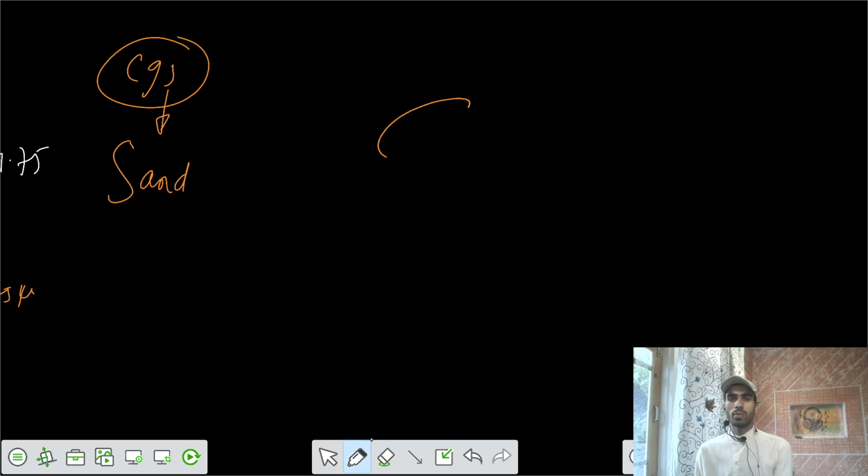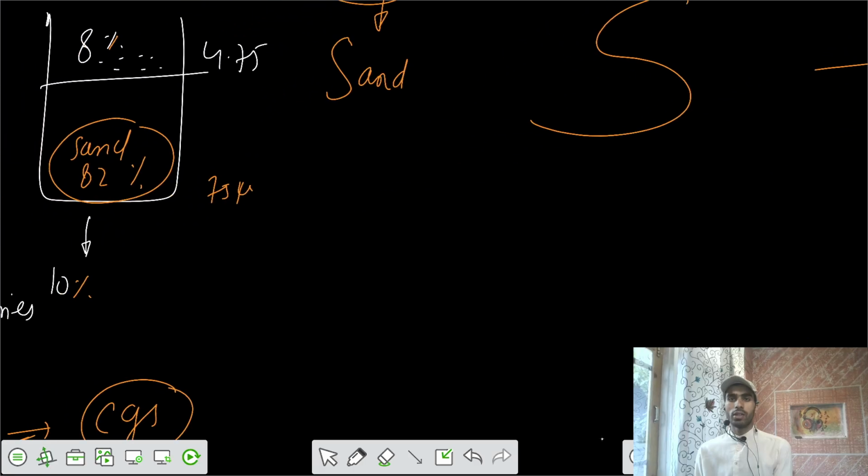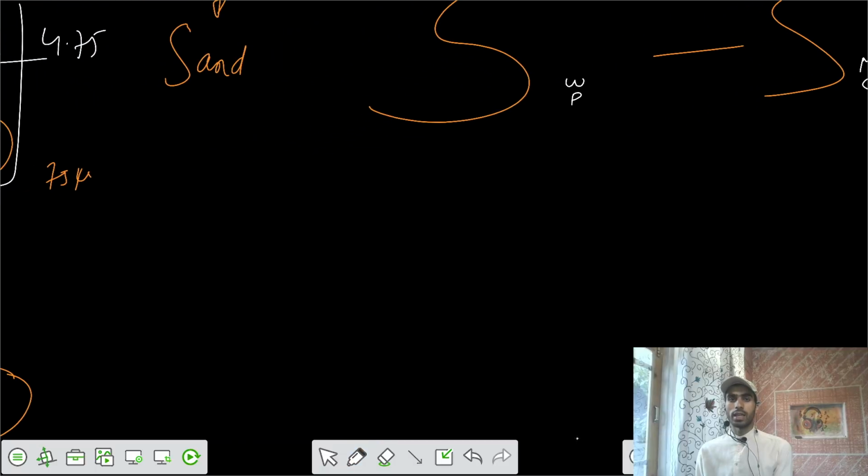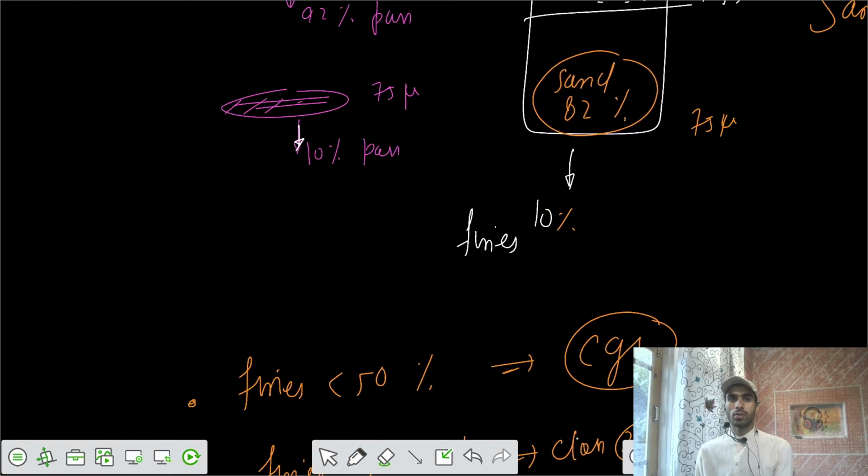So the solution would be in this way: dual symbol of sand, and we need to check your gradation. Either it can be W or it can be P, and we need to check the plasticity chart, whether the nature of fines is silt or clay. Let's go for the gradation.